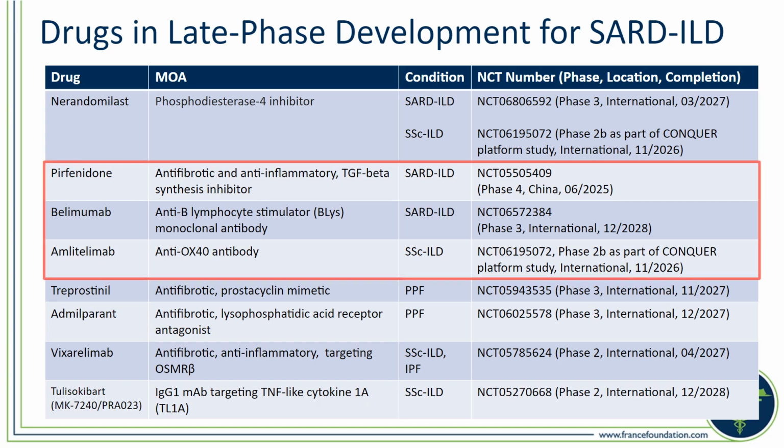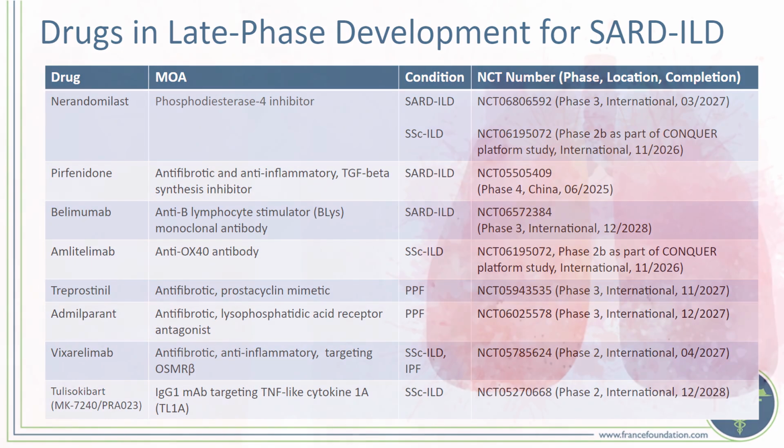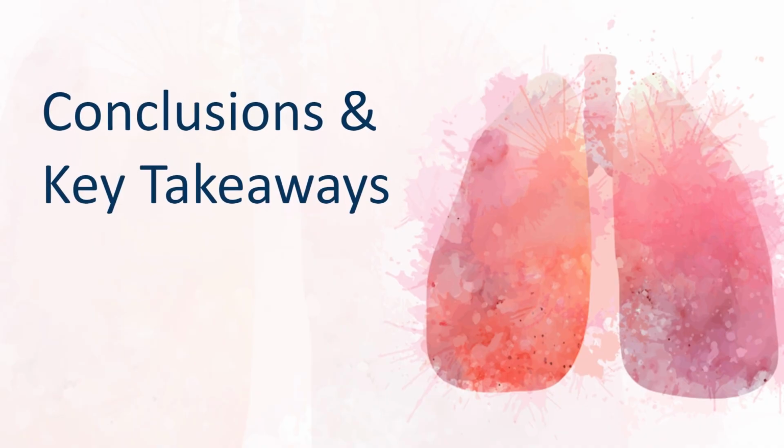Some of the other medications that are being evaluated in SARD-ILD include continuation of studies with pirfenidone, belimumab, which is an anti-B lymphocyte stimulator monoclonal antibody, amlitelimab, which is an anti-OX40 ligand antibody, and then the other agents are listed here. So let's review the key conclusions and takeaways from this talk.